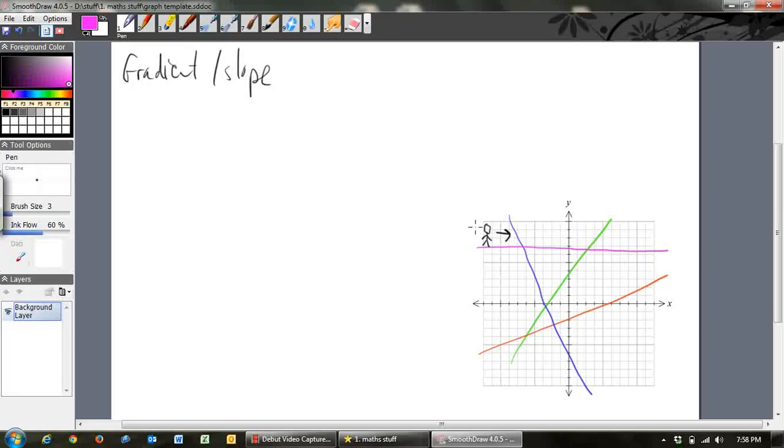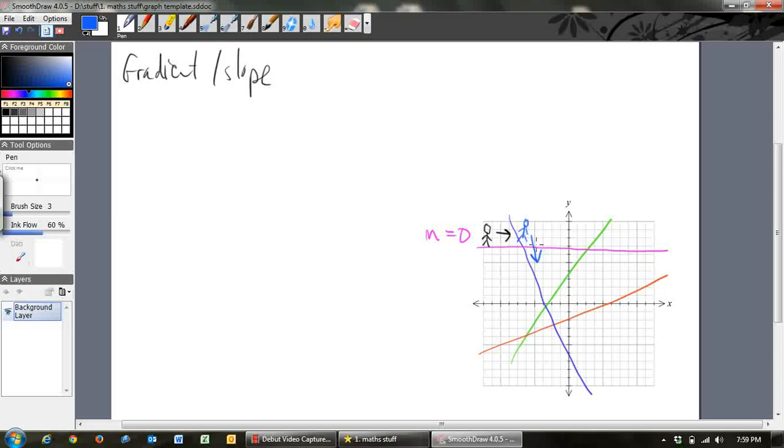In this case, walking from left to right, you're just walking flat. And so here, m, which is the gradient, is equal to 0. There's no uphill, no downhill, it's just a 0, flat line. Okay, fantastic. Let's have a look at the blue line.